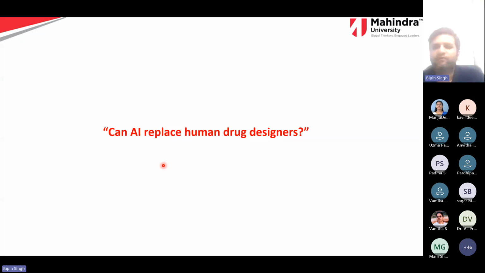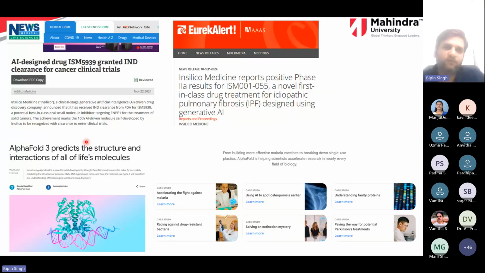So when you say AI for drug discovery, like this example which I'm showing here, when AI designs a drug, it doesn't mean that you have a machine, you feed in the data, and the drug comes out as output. Whenever we use AI, it is in combination with the human researcher.